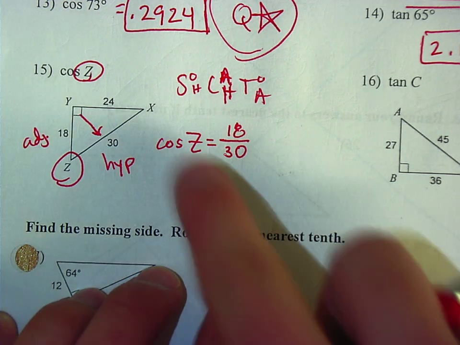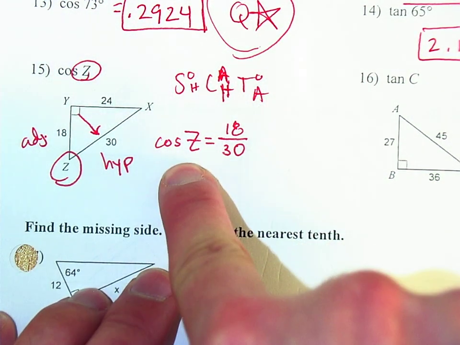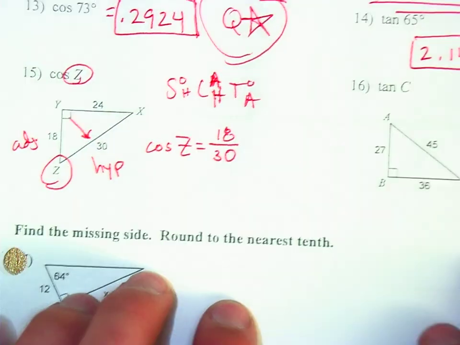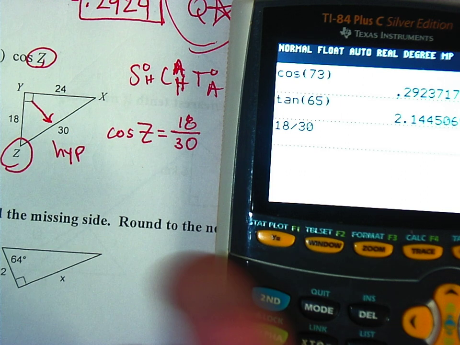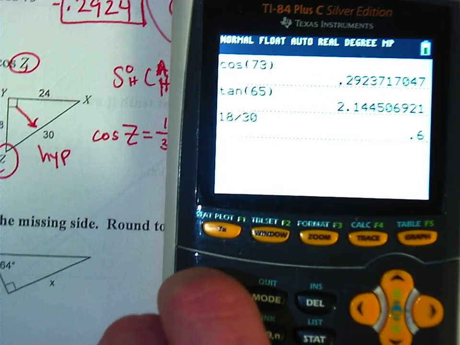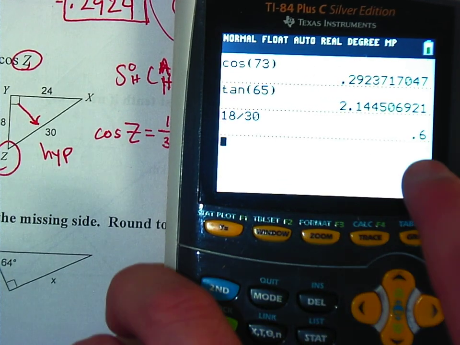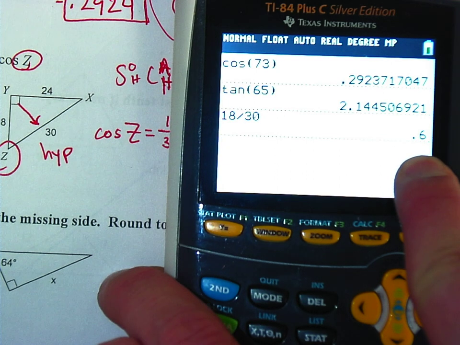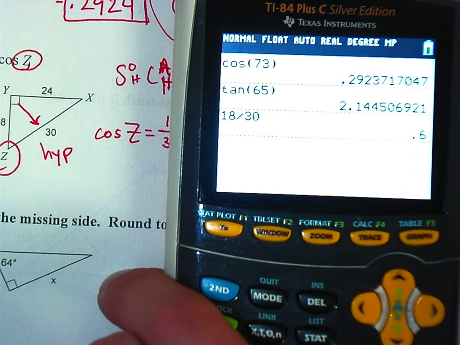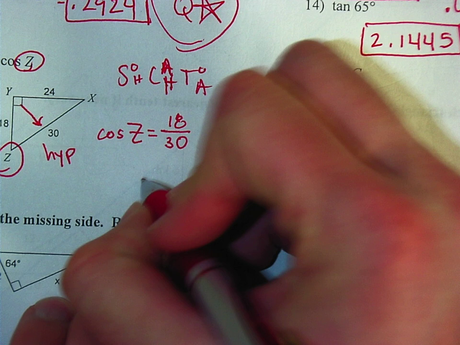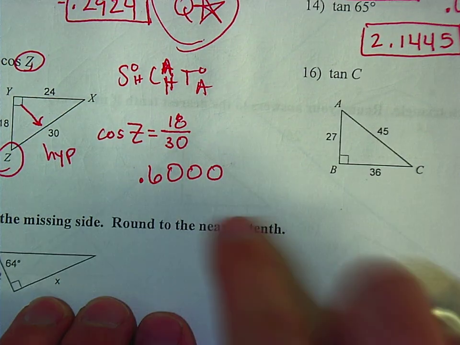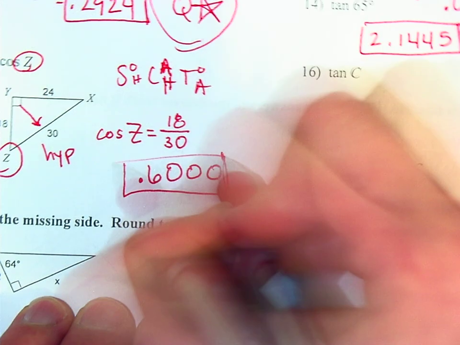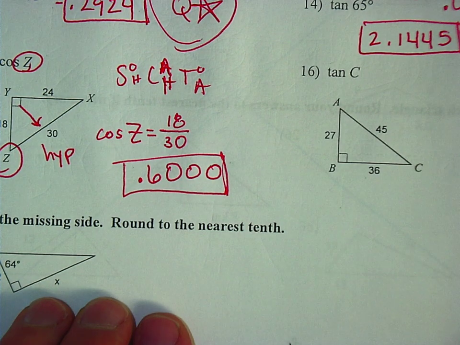And they want to know, what is this thing? What is cosine of z? So we can just plug this now into our calculator. Well, 18 over 30 is 0.6. Well, they want it to the nearest 10,000th. So after that 6 is going to be a bunch of zeros. So we're going to put 0.6000, and that would be the 10,000th place right there. So there's our answer.